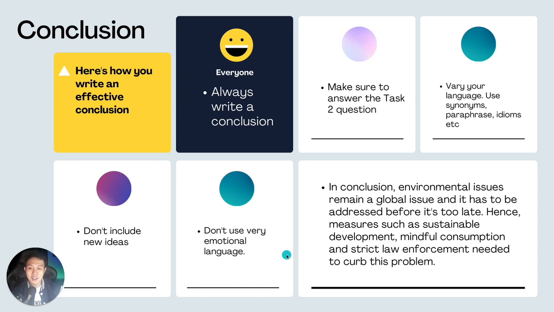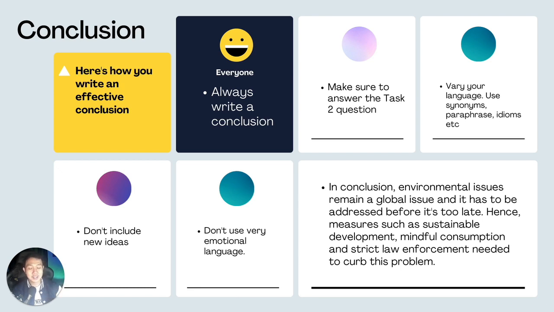And lastly, do not use very emotional language. Over here, very emotional language is like you say, I hate open burning because like that. Jangan cakap macam tu. You just say, I disagree on open burning happening in Malaysia because ... Use your language wisely and do not show that you are emotional.